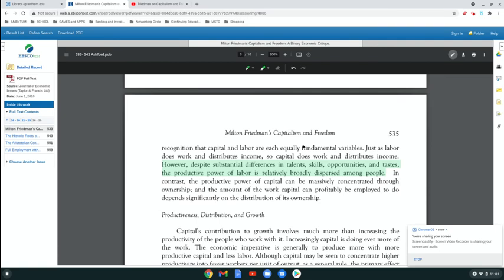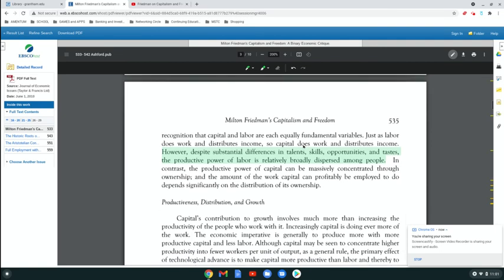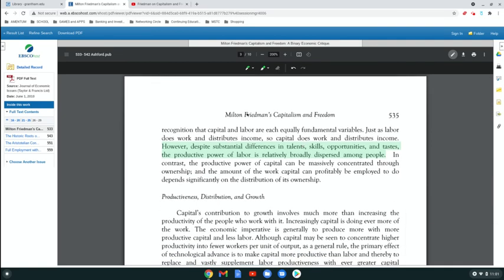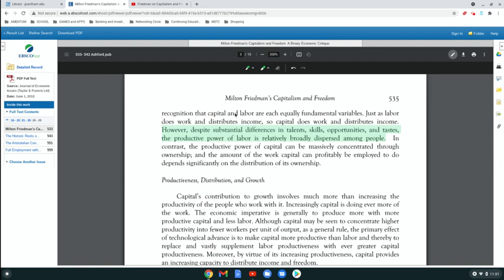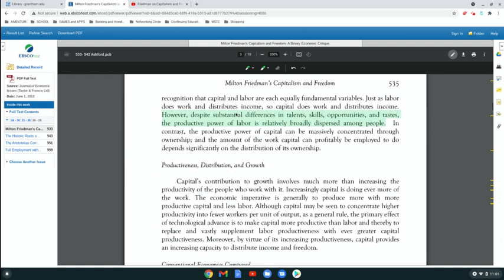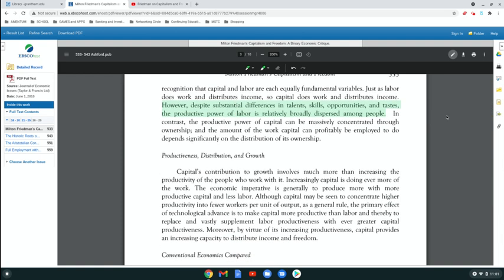What's up, everybody? Back at it, still working on this article, Milton Friedman's Capitalism and Freedom. And I think that's what the video title is going to be. It's going to be close to that. So let's start here. Let's change the highlight. No, that's a pen. Yeah, let's keep the pen going. Let's go with brown.